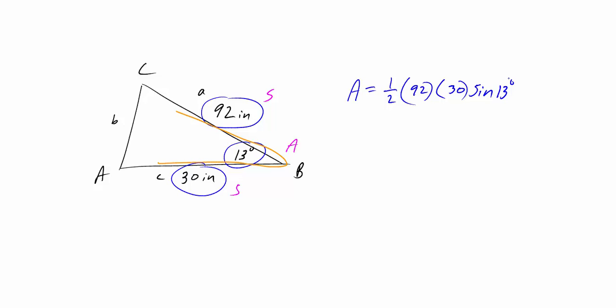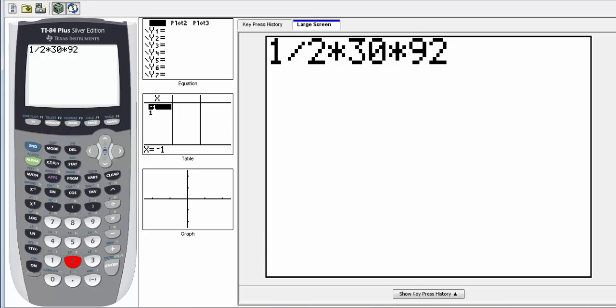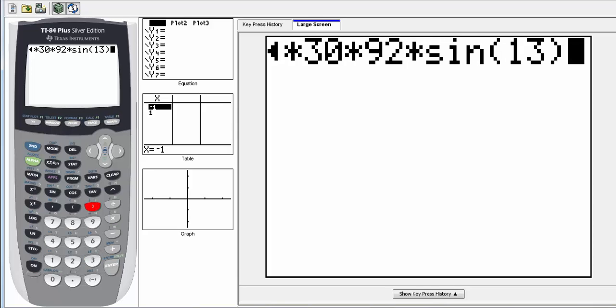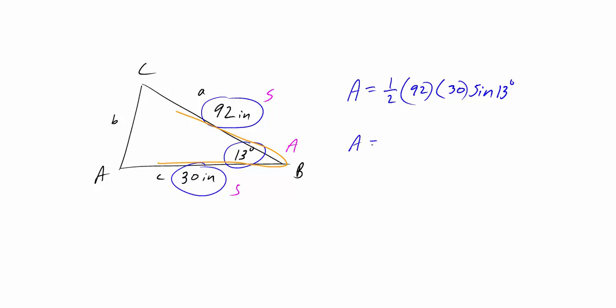So then we would just go to the calculator, and if we put this in, we would have 1/2 multiplied by 30 multiplied by 92, and that's multiplied by the sine of 13. And if we hit enter, we end up with 310, and we'll round it to 310.4. So the area is equal to 310.4. And what are the units going to be?